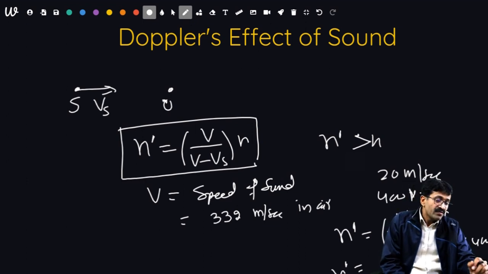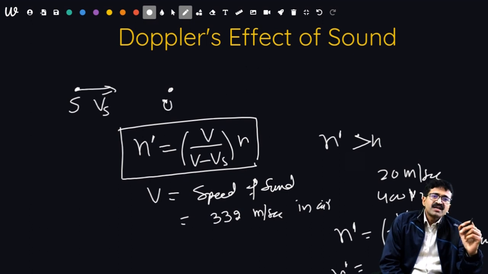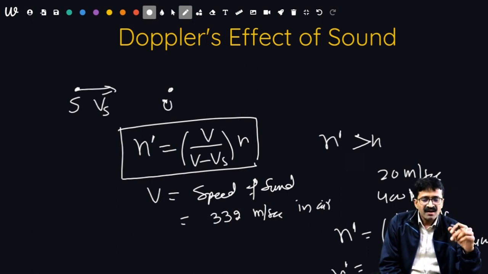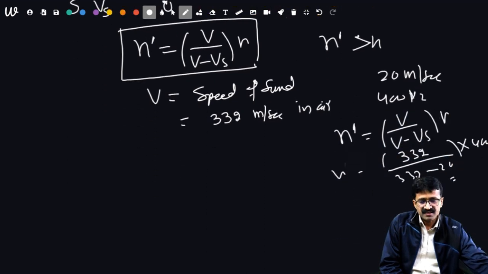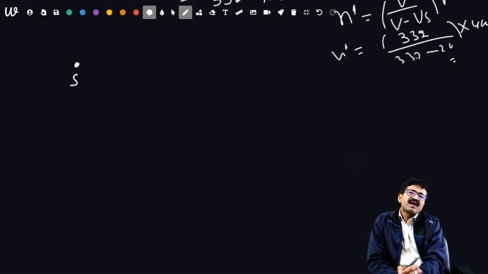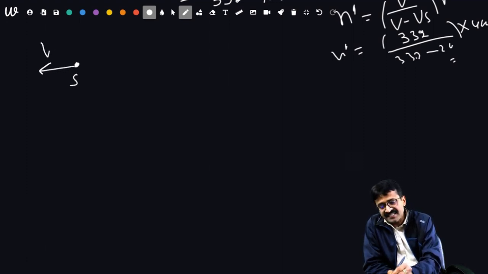Now we discuss when the observer is stationary but the sound source is moving away. Let us discuss that. Whenever the sound source is moving away, like a car which is blowing a horn but is moving away from the observer, what happens? Let us see.